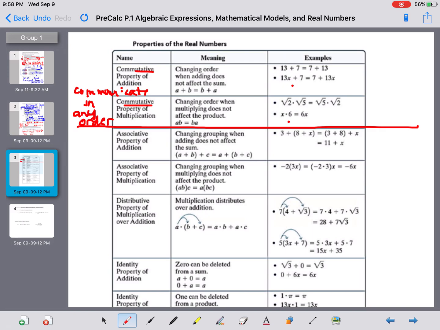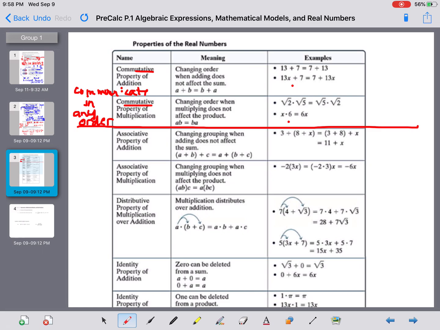Now, quick side note, I can't have a commutative property of subtraction. I can't say that 7 minus 2 is the same thing as 2 minus 7. They're not. That's why you don't see a commutative property of subtraction. We also cannot divide in any order. You have to divide in the order they give you. So you can only have the commutative property in addition and multiplication.